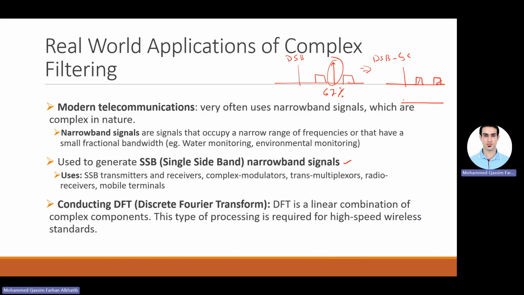It was solved by single sideband modulation. You can take either the upper sideband or the lower sideband, it doesn't matter. So this is single sideband suppressed carrier. To achieve this, you need the Hilbert transform, you need complex filters or complex values, etc. Also, modern telecommunications rely on complex filters.